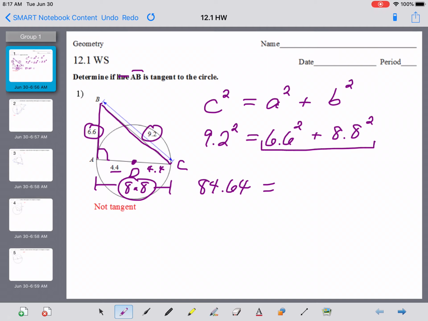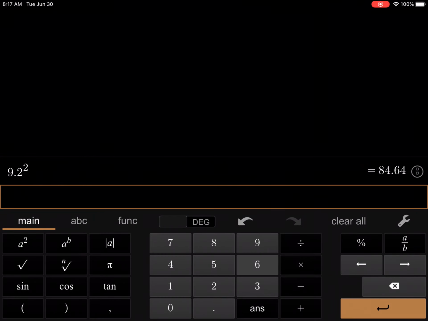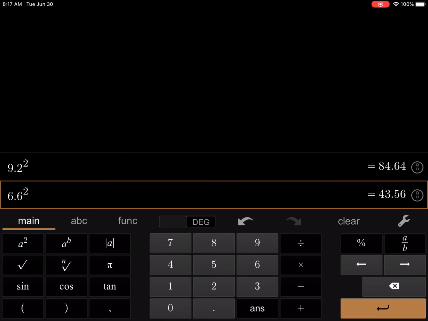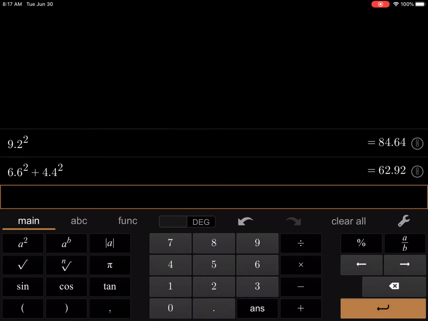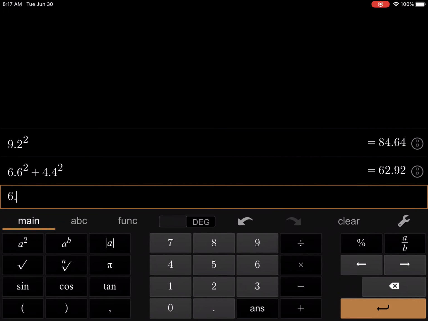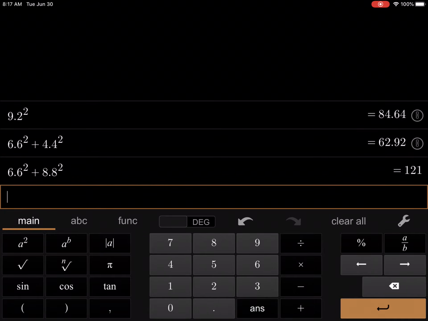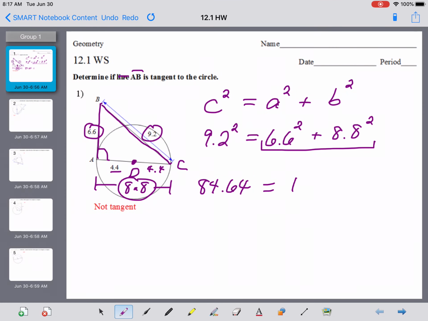We can put all of this into the calculator at once, guys. 6.6 squared and 4.4 squared. So 6.6 squared plus 4.4 squared is going to get us a total there. I think I did that wrong. 6.6, 8.8, excuse me. There we go, 6.6 squared plus 8.8 squared, and we end up with 121 on the nose there on the right hand side.